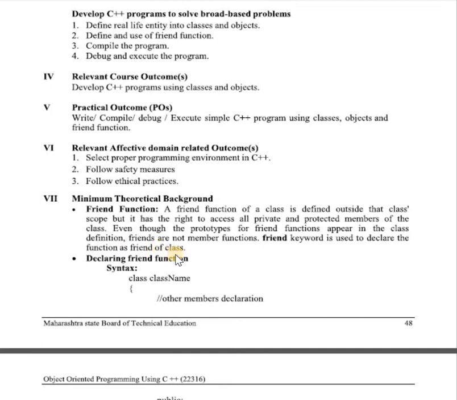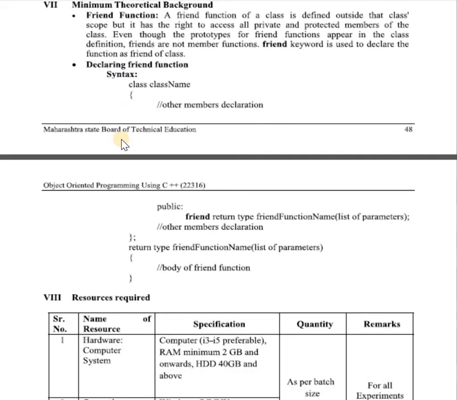That means the friend function is defined outside of the class scope, but that friend function has the right to access all the private and protected members of that particular class. And the friend function is always declared with the keyword friend. Let's see the syntax for declaring a friend function. Here the syntax is given.